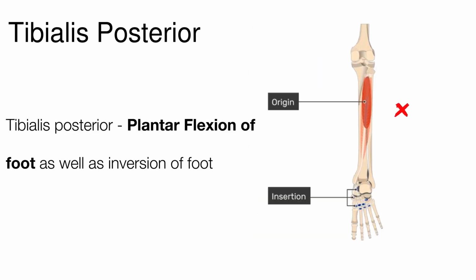Now let's look at the tibialis posterior muscle. The tibialis posterior is responsible for plantar flexion of the foot, as well as inversion of the foot. You can see in the diagram the origin of the muscle along the posterior aspect of the tibia and fibula, and its insertion down near the tarsal bones of the foot. This muscle plays a key role in stabilizing the arch of the foot and supporting movements that require pointing the toes downward and turning the sole of the foot inward.